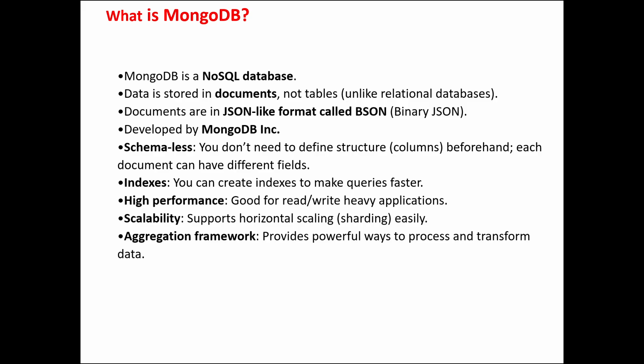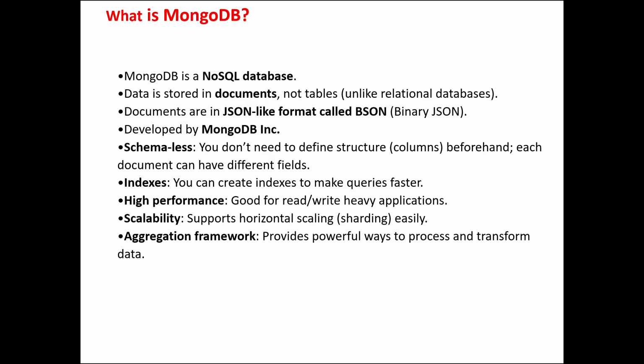I already mentioned that it is schema-less. In a relational database, before you enter the fields in the table, you have to mention the structure, that is how many columns, and what kind of columns, that is the data type. But in MongoDB you don't mention any column or any structure beforehand. You can just enter the documents. And here we give indexes, so indexes make queries faster.